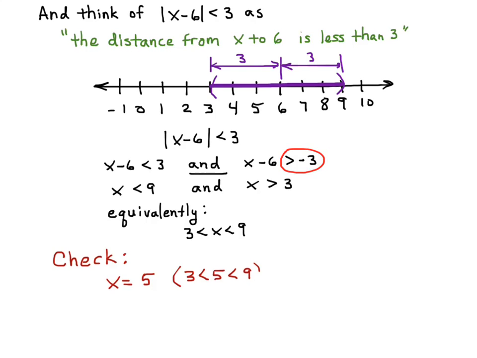And so if we check it, we know that 5 is somewhere in between 3 and 9. And so if we stick a 5 in there, we simplify this thing around and we get the absolute value of 5 minus 6 is less than 3. The absolute value of -1 is 1, which is less than 3. So we know we're good with that solution.